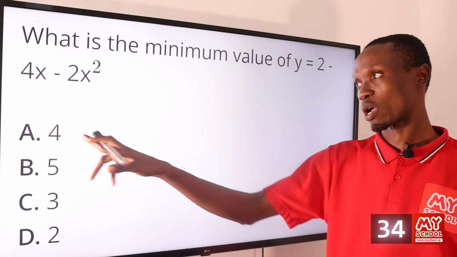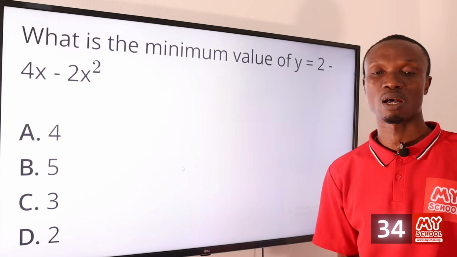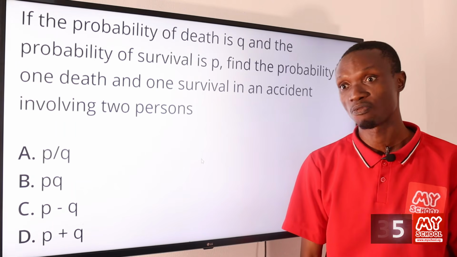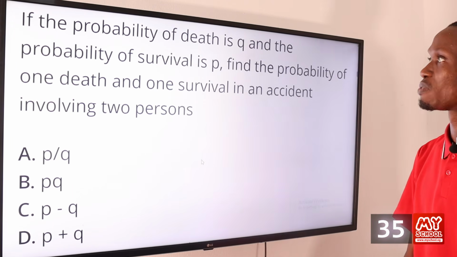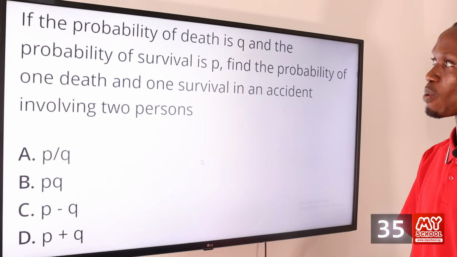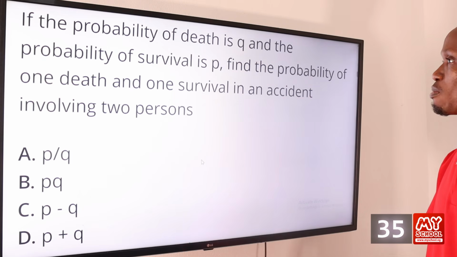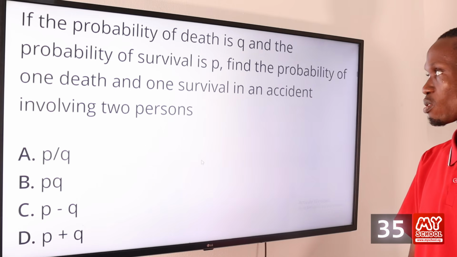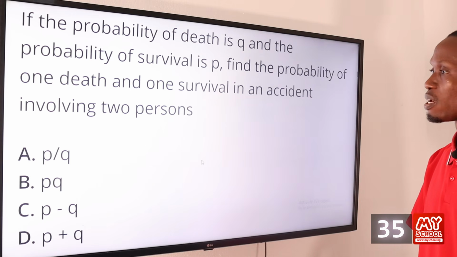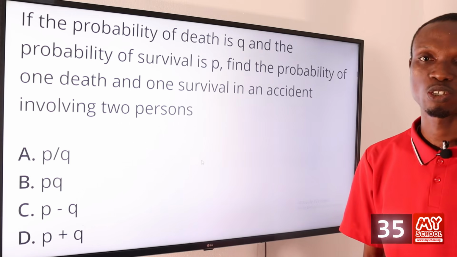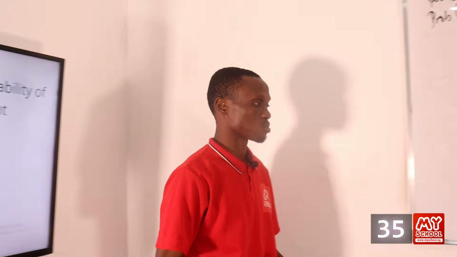Okay, so that's why option A is the correct answer to this question. Question 35. If the probability of death is Q and the probability of survival is P, find the probability of 1 death and 1 survivor in an accident involving 2 persons. So let's move over to the board to provide answer to this question.